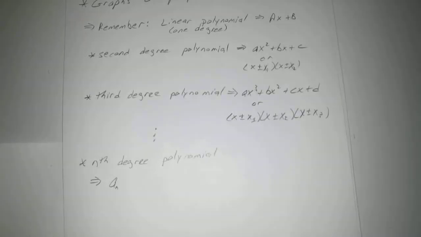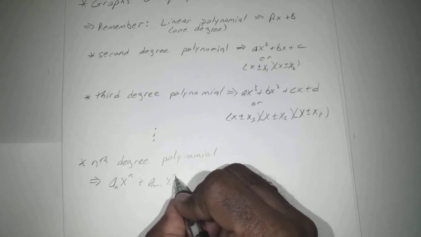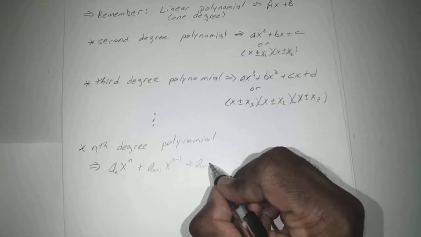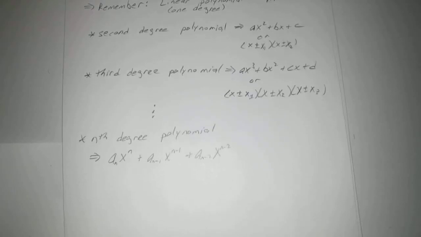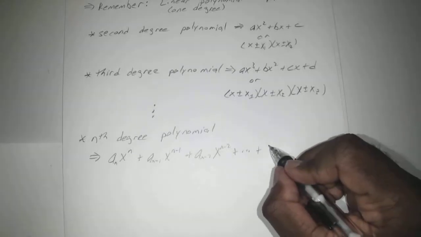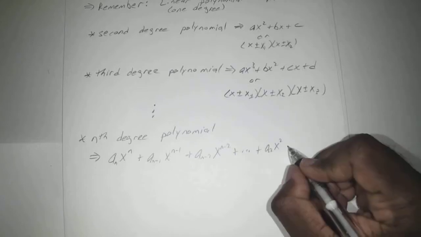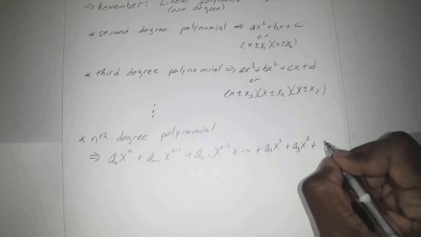You have your first coefficient times x to whatever degree your polynomial happens to be. Then you have your other coefficient next to the next smallest exponent, plus your other coefficient next to your next smallest exponent, and that just keeps on going all the way down to your x squared term, your first degree term, and all the way down to your constant.